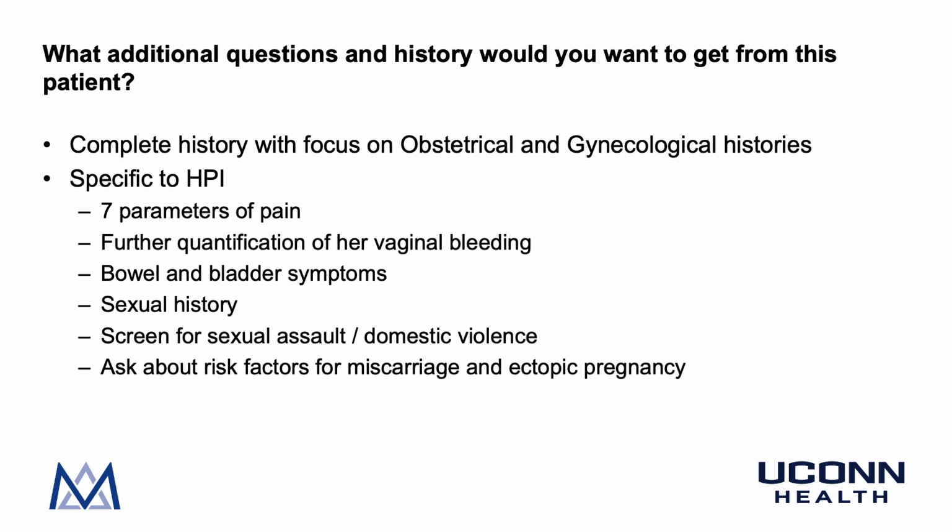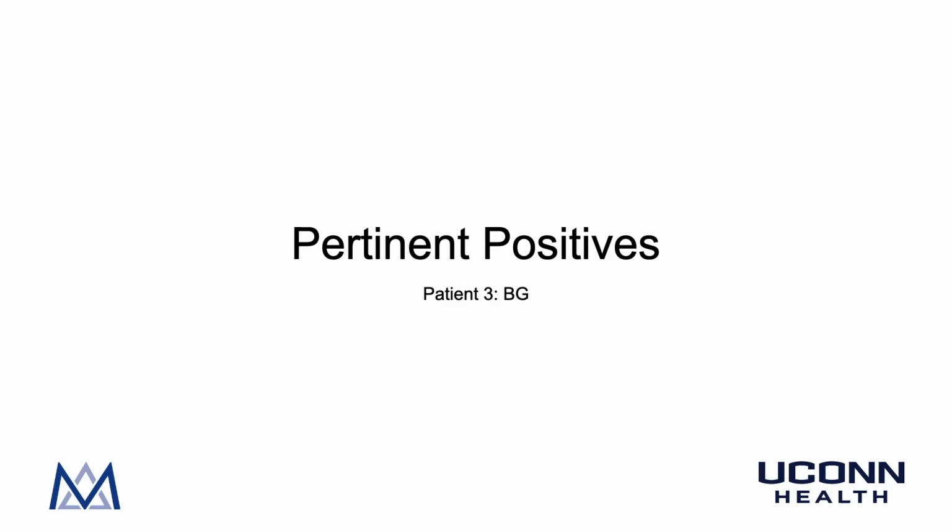You would want to get further quantification of her vaginal bleeding. You'd want to ask her about bowel and bladder symptoms, take a thorough sexual history, screen for sexual assault and domestic violence, and ask about risk factors for miscarriage and ectopic pregnancy. So let's see what are the pertinent positives for our patient BG.